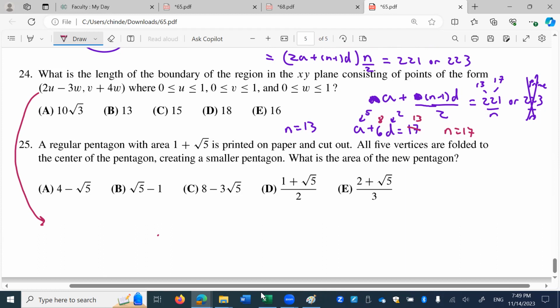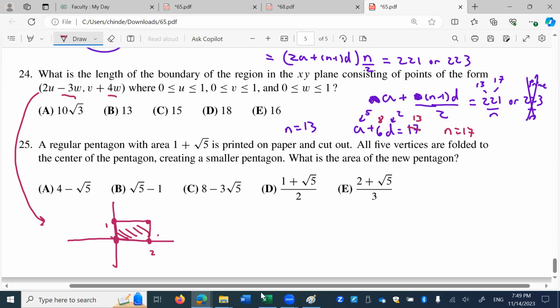Okay, so what points do we have? So if U, V, and W are all 0, we just get 0, 0. That's good. If U is 1, then we get 2, 0. If U is 0 and V is 1, we get 0, 1. And then if U and V are both 1, we'll get 2, 1. And as U and V range between 0 and 1, we'll get this entire rectangle.